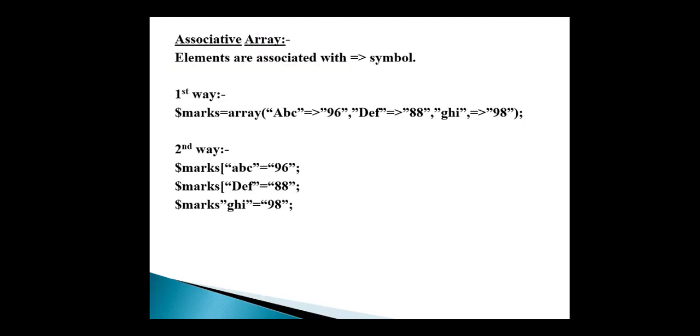Next you can see the associative array. Elements are associated with the equal and greater than symbol. So the first way you can use is like $marks equals array, giving the values for the strings ABC as 96, DEF as 88 and GHI as 98. So you can represent this symbol like this also.